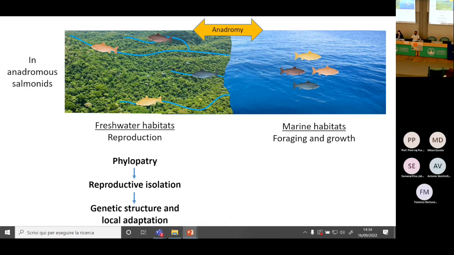But studies on local adaptation in salmonids have mostly focused on the freshwater habitats, just because different populations tend to occupy the same marine habitats. So maybe there's less of a chance for divergent selection to occur.